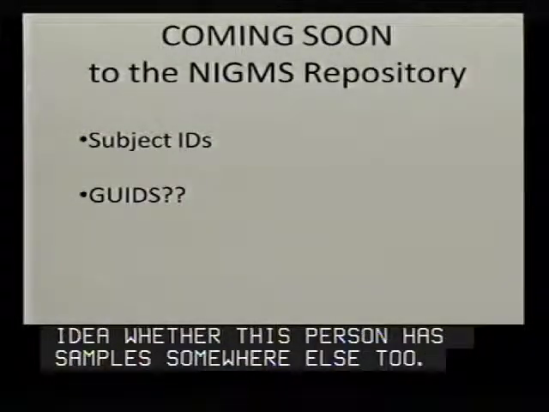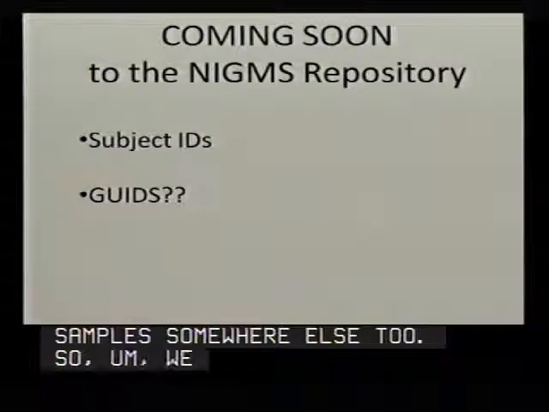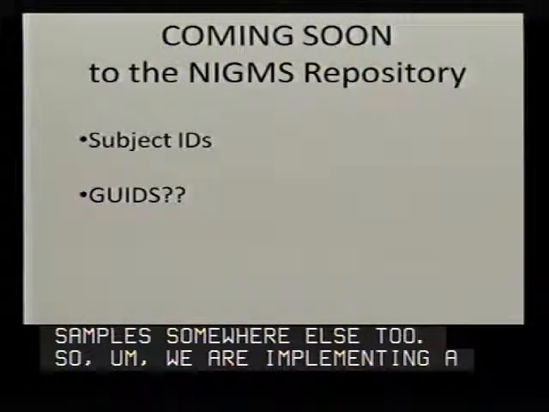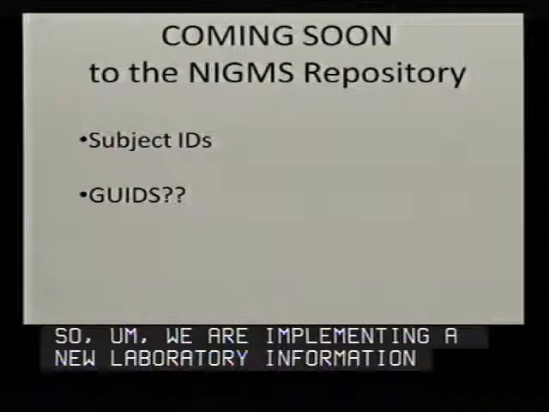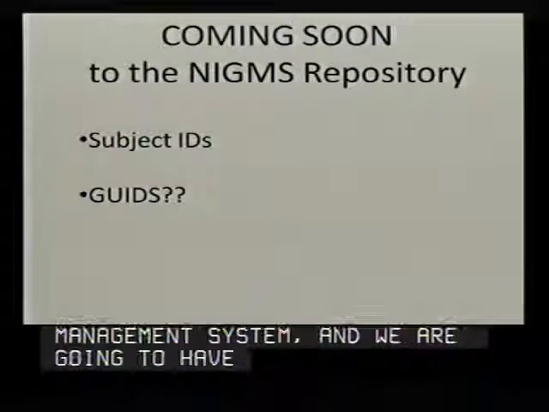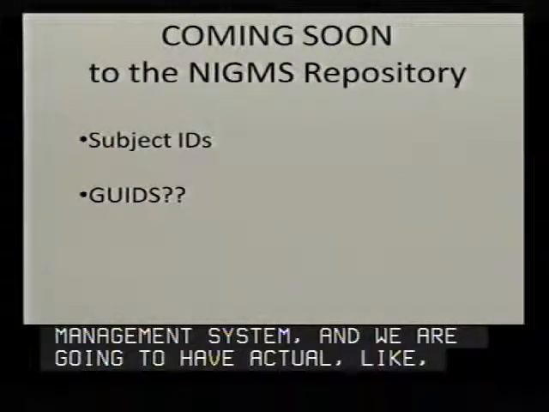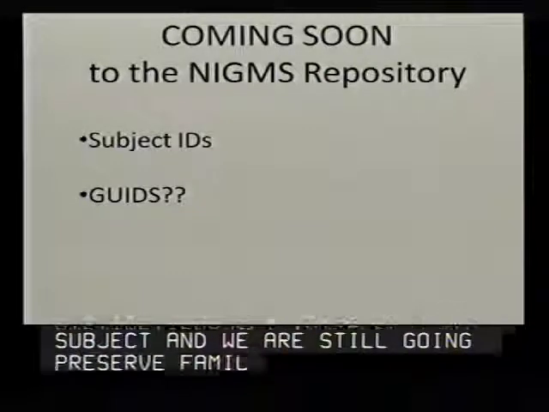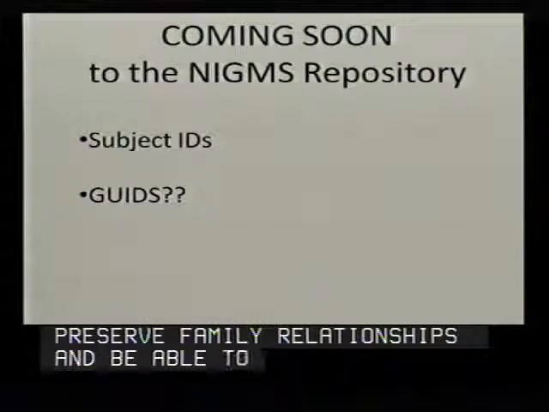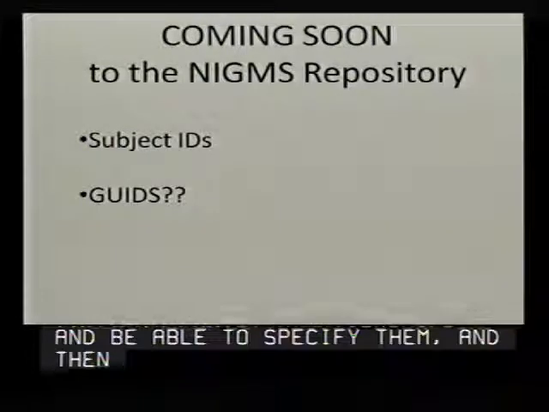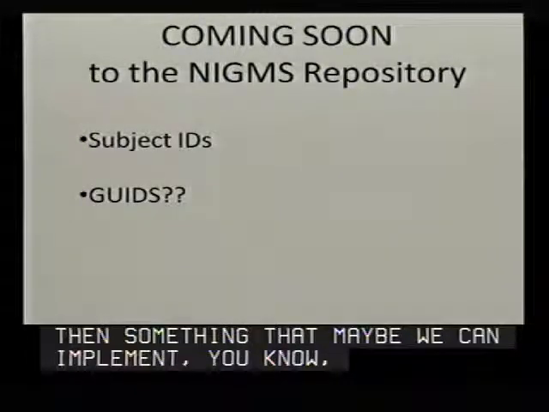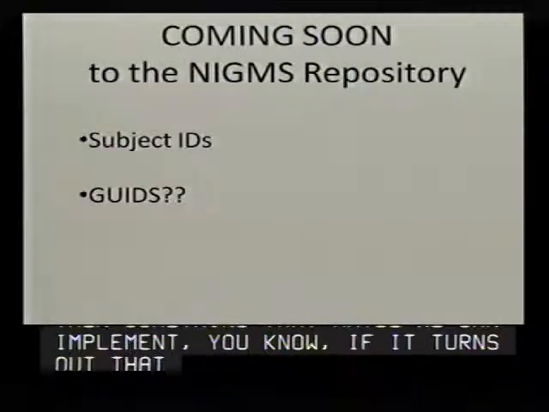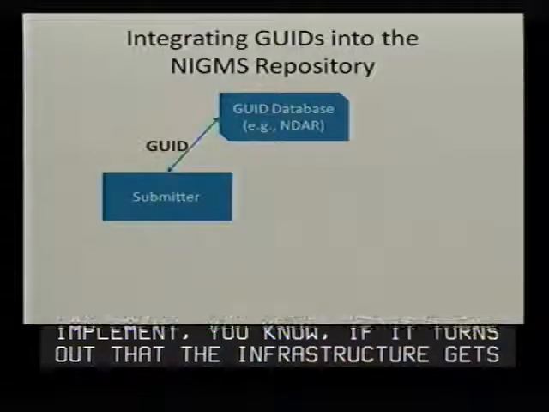So we are implementing a new laboratory information management system, and we are going to have actual distinct subject IDs for each subject, and we are still going to preserve family relationships and be able to specify them. And then something that maybe we can implement, if the infrastructure gets set up, is the GUIDs. And so the question is, how would that be done?